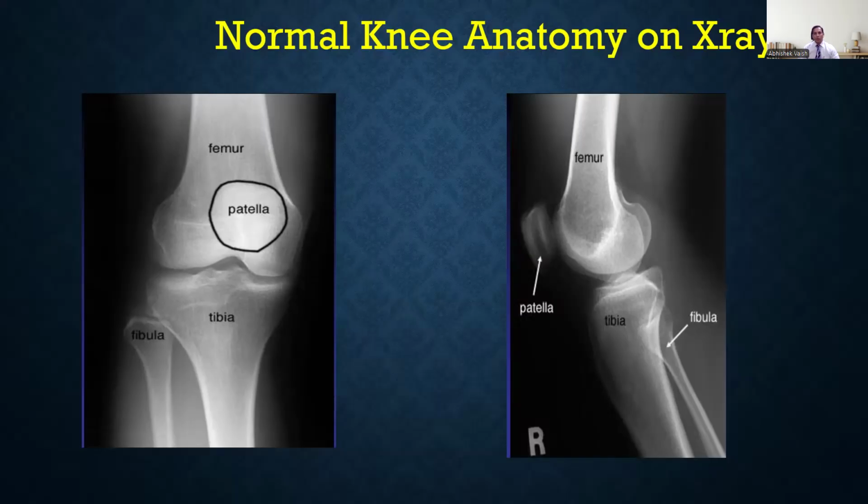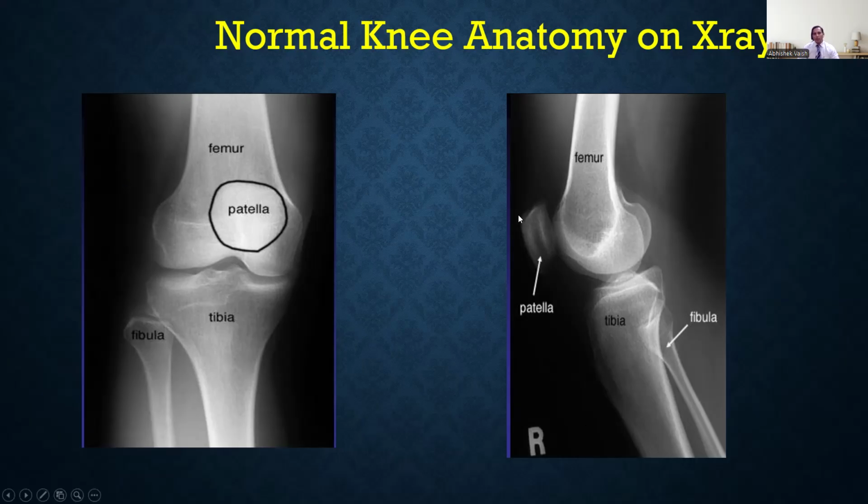Before you can make a diagnosis, before you can find out more about the pathology, you should know the anatomy. You should know what is normal. If you don't know the normal, then how will you focus on what is abnormal? So this is a plain X-ray, anteroposterior view of a knee and a lateral view of the knee joint, where you see the distal end of the femur, the proximal end of the tibia, the fibula, and you can also outline the patella in the AP view.